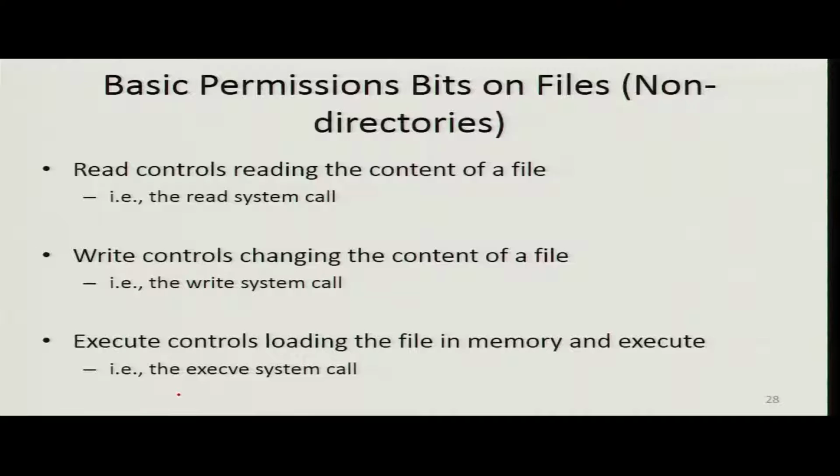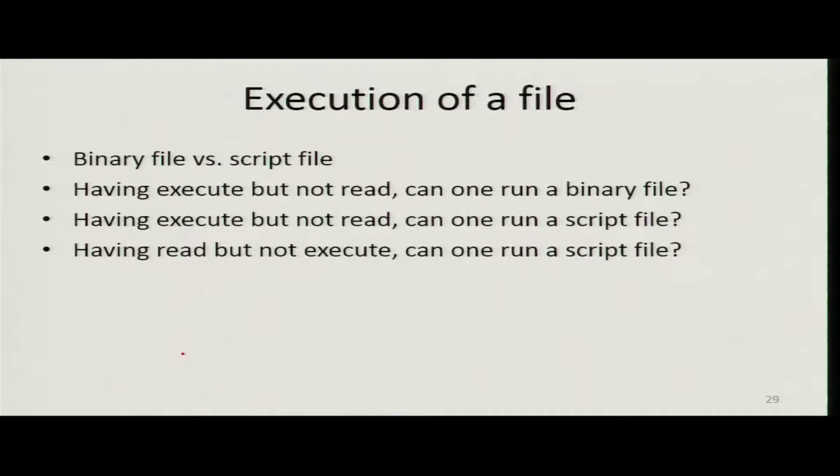So, basic permission bits on a file in Unix, for example, read bit basically controls reading the content of the file, write controls the ability to write something on the file, and execute basically allows the file to be executed and loaded in memory. So, let us now just think about this. You can have a program either as a binary file or as a script file. A binary file will be executed as native code, and a script file might require an interpretation.